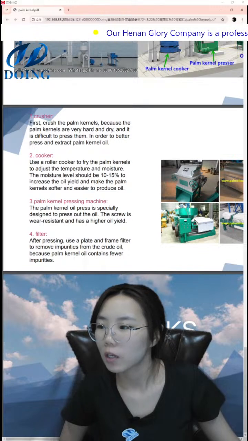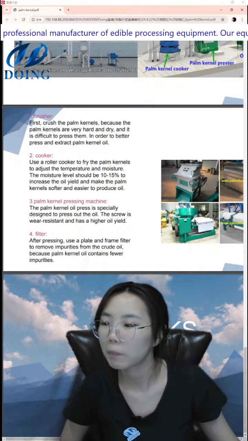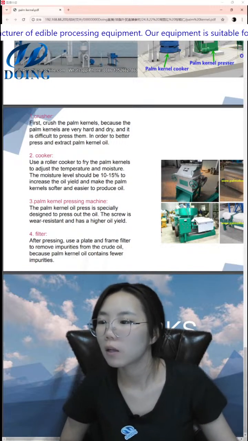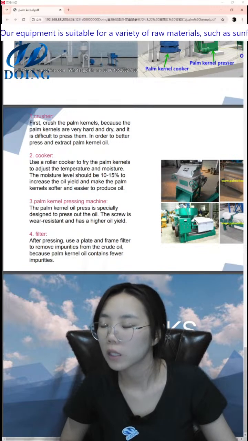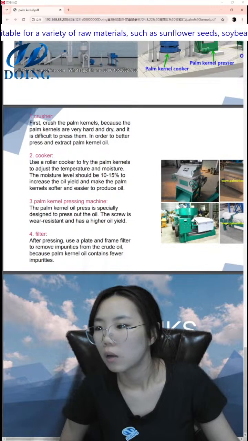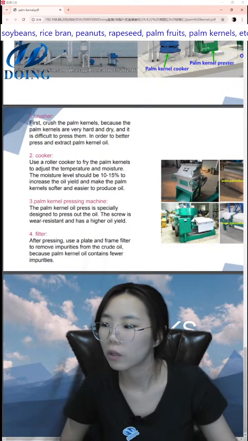The last machine is a filter. After pressing, use a plate and frame filter to remove the impurities from the crude oil. Because the crude oil contains impurities, with this machine we can get the clean crude palm kernel oil.